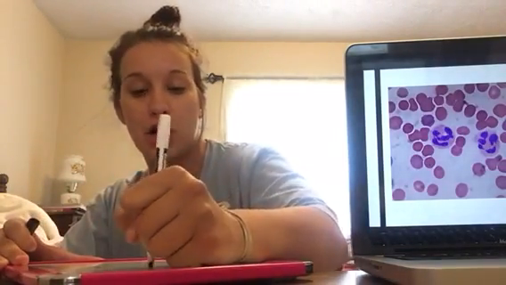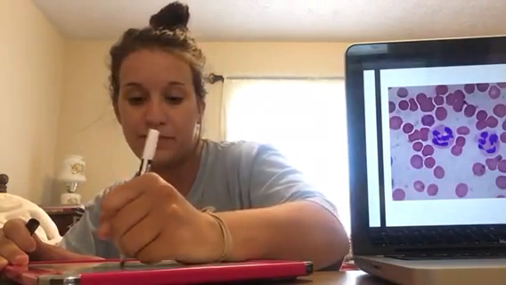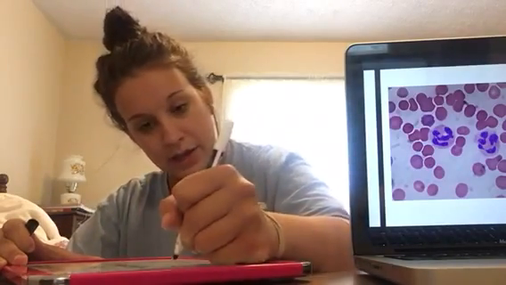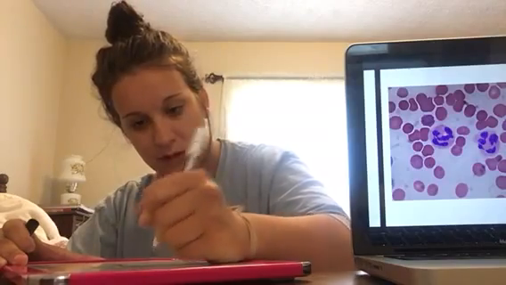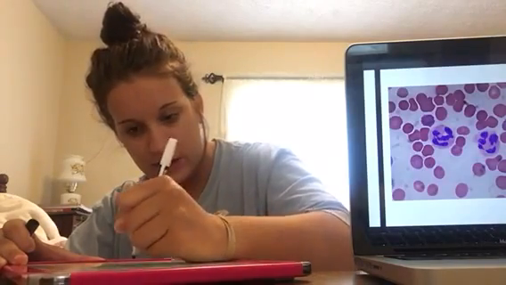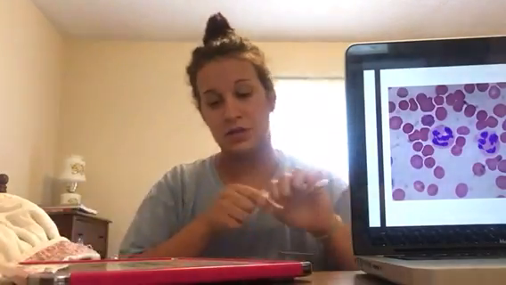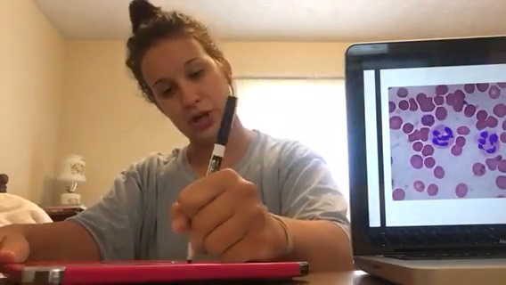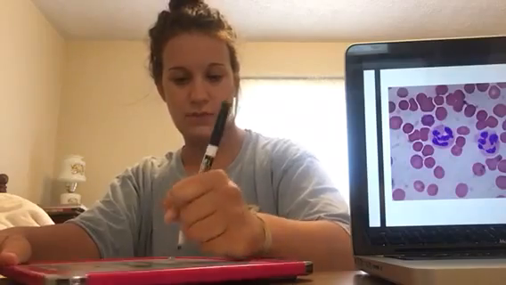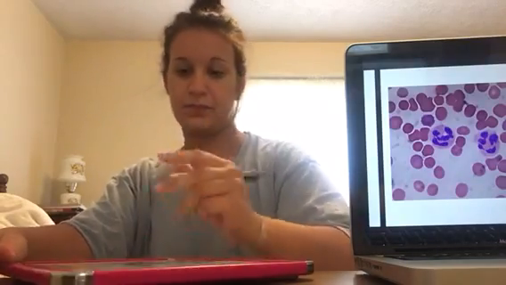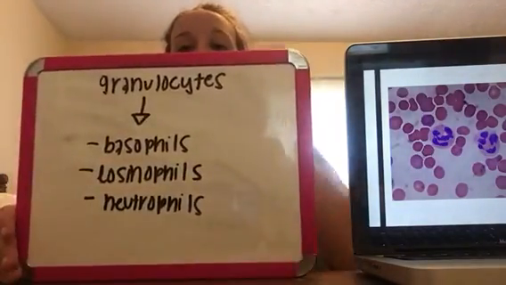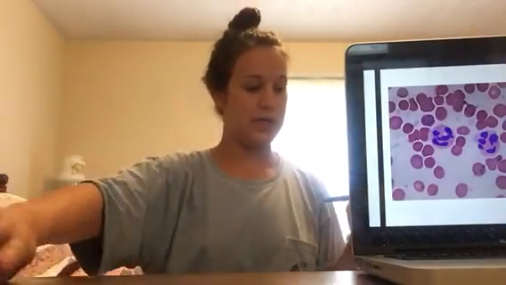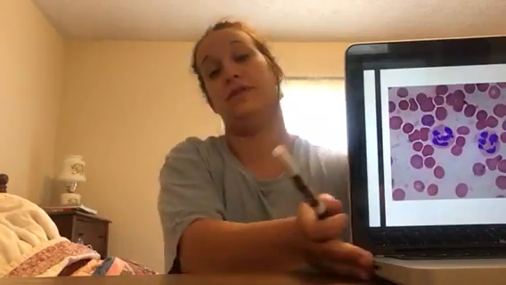And these subcategories are basophils, eosinophils, and neutrophils. So granulocytes: basophils, eosinophils, neutrophils. So I believe we're going to start with neutrophils.